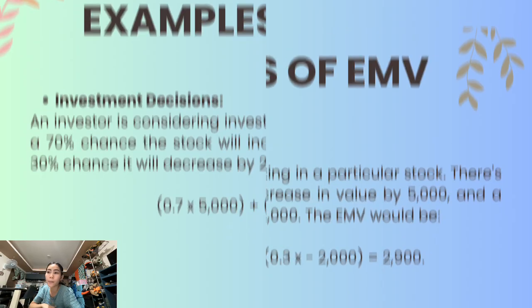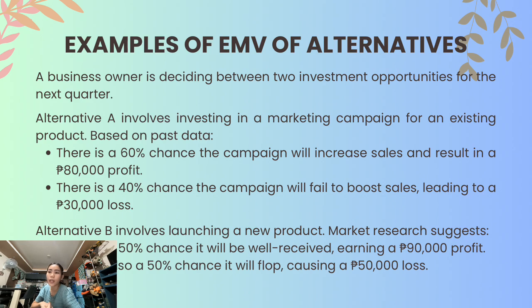Next, we have examples of EMV of alternatives. A business owner is deciding between two investment opportunities for the next quarter. Alternative A involves investing in a marketing campaign for an existing product. Based on past data, there is a 60% chance that the campaign will increase sales and result in 80,000 profit, and a 40% chance the campaign will fail to boost sales, leading to a 30,000 loss.